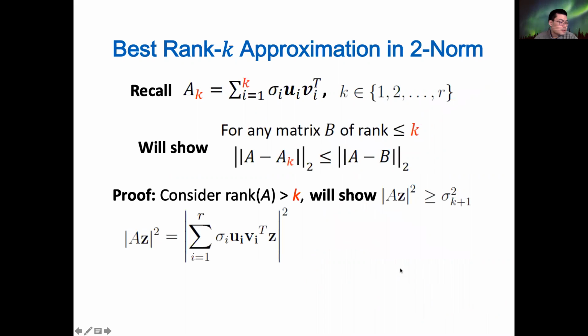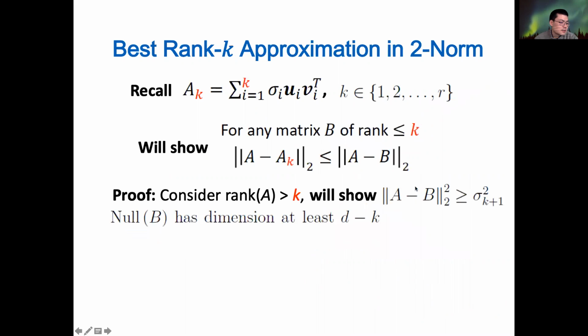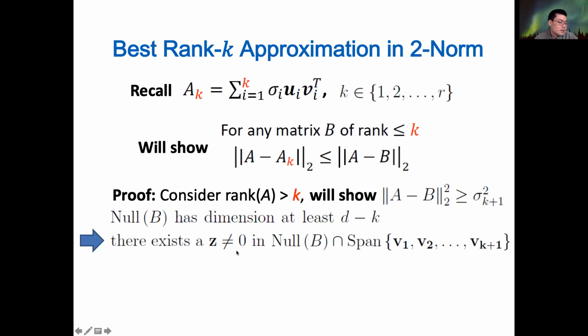Now we know that the null space of B has at least dimension d minus k, because B's rank is less than or equal to k. So the null space is larger than or equal to d minus k. Think about the whole space of A, which is d-dimensional. This null space has at least d minus k dimensions.